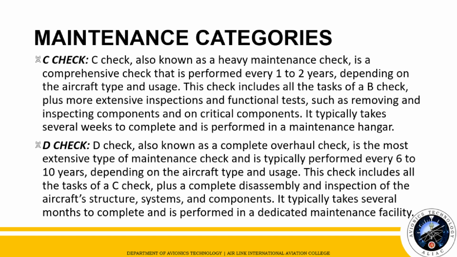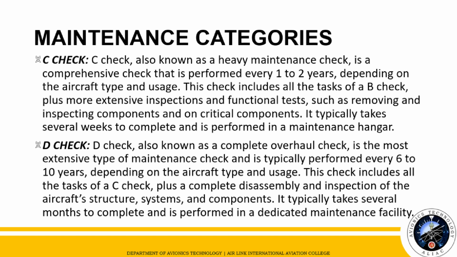C check, also known as a heavy maintenance check, is a comprehensive check that is performed every 1 to 2 years, depending on the aircraft type and usage. The check includes all the tasks of a B check plus more extensive inspection and functional tests such as removing and inspecting components at critical moments. It typically takes several weeks to complete and is performed in a maintenance hangar.